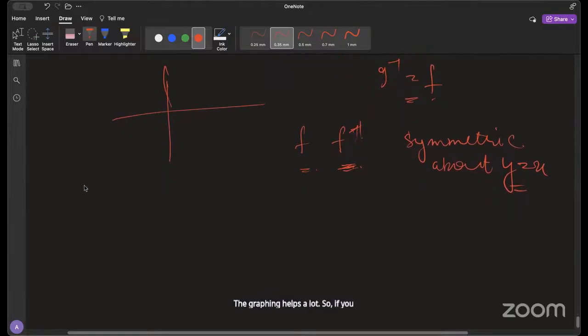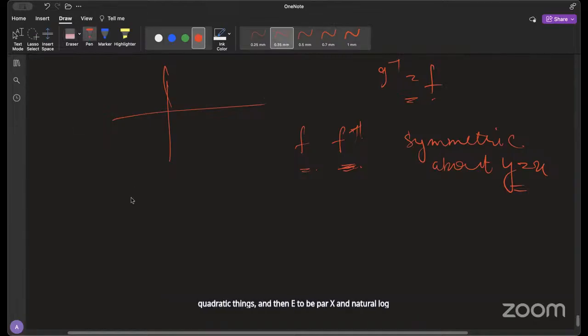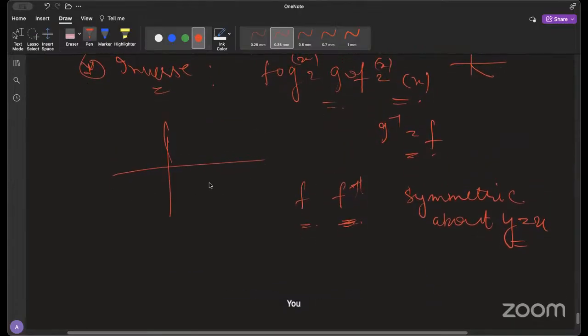If you know the basic graphs of x square and quadratic things and e to the power x and natural log, because that's what you compose most, right? If you know the graphs of all of these, you'd know if it's a one-one function or not. Square root of x is a one-one function because it looks like this. So graphs help a lot, and you should remember some basic graphs. Okay. Any more doubts from here? No, ma'am.